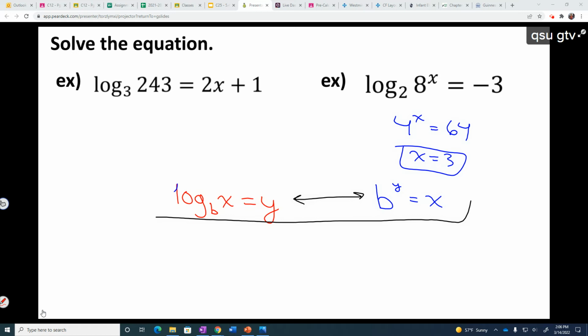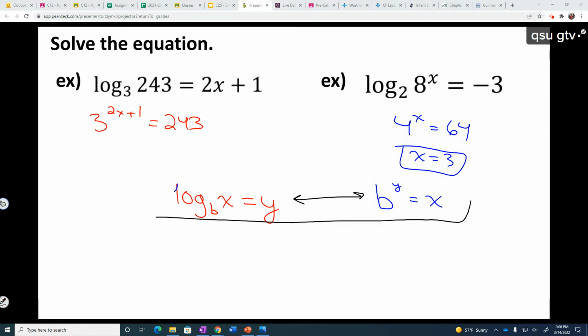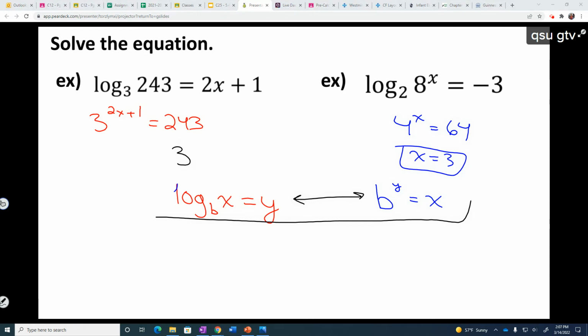So log base 3 of 243 is 2x plus 1. Whoa. Yep. 3 to the power of 2x plus 1. All right, now this looks a bit different because the x is up in the exponent there. Okay, good. So another thing we did last week is we rewrote these with the same base, right? Because if the bases are equal, then the exponents are equal, right? So we got to rewrite this as 3 to some power. 3 to what power is 243? The 5th power, yeah. 3 to the 5th power is 243.